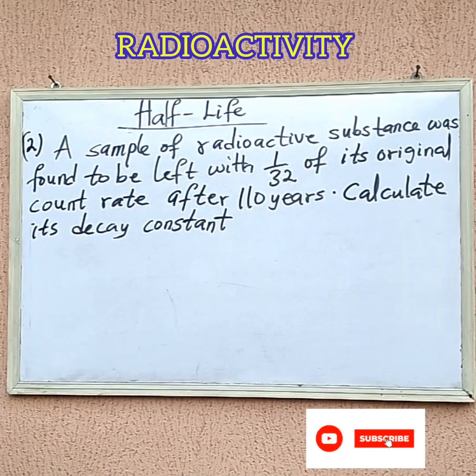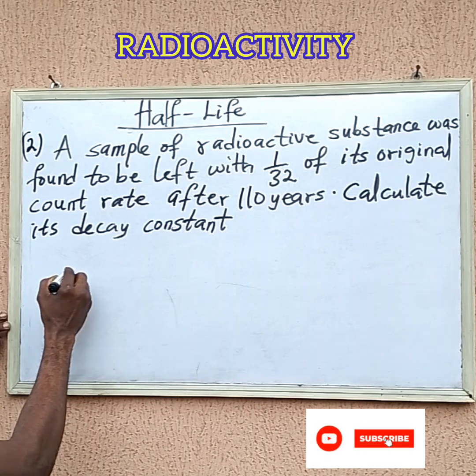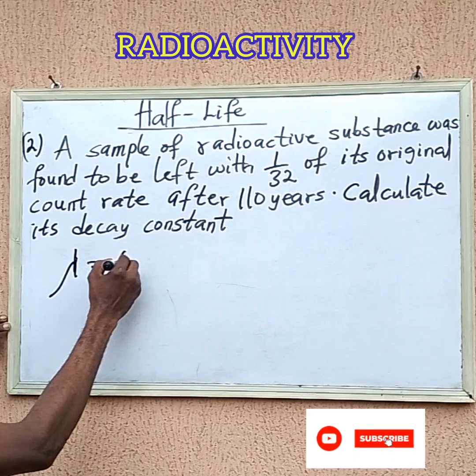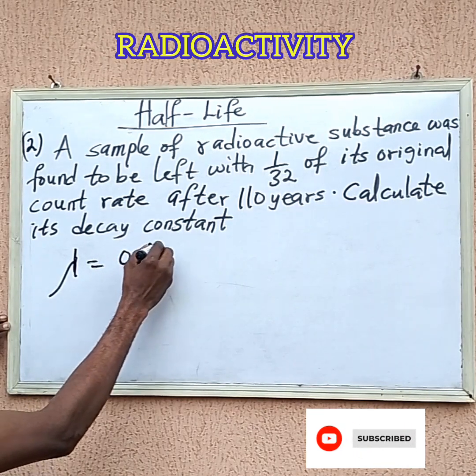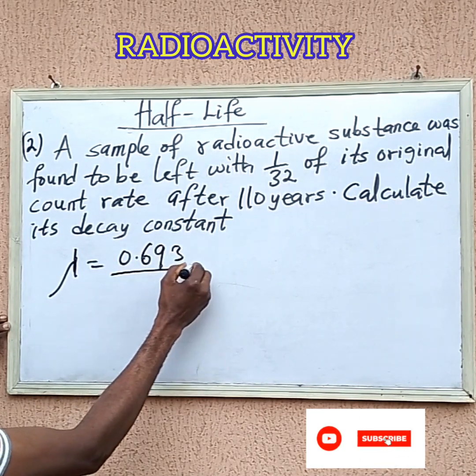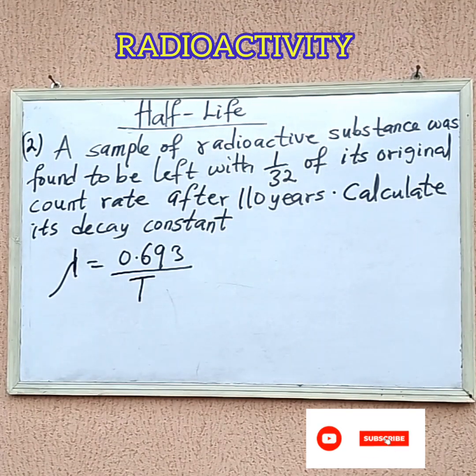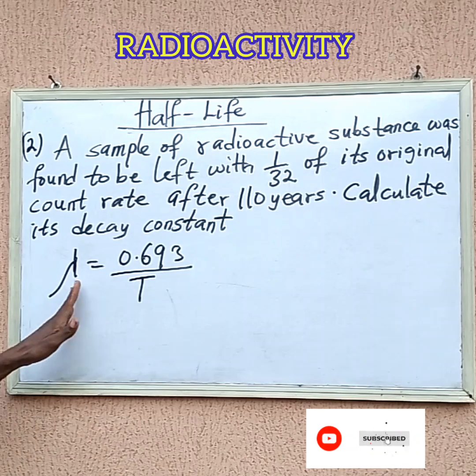Now, we want to look at the decay constant. The formula for decay constant is lambda equal to 0.693 all over the half-life. So this is the formula we are going to be using to calculate the decay constant.